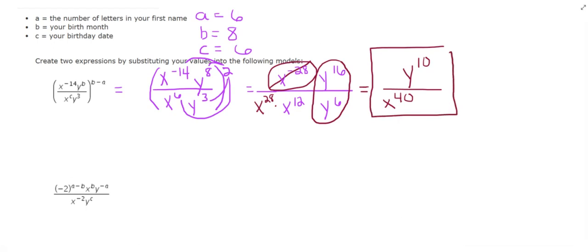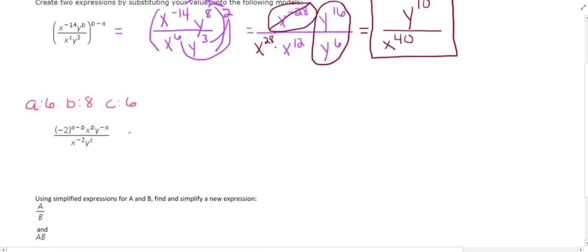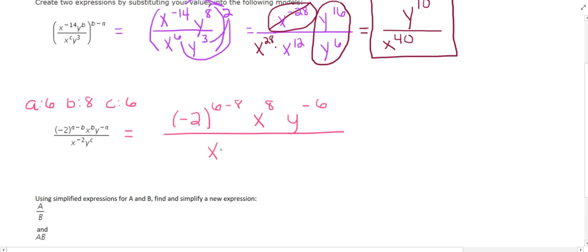Okay, let's move on to the second problem. So we're going to input our values again here in our second problem. So remember, you have a is 6, b is 8, and c is 6. Okay. So let's plug these in here. I've got a -2. I have a minus b, so it's going to be 6 minus 8. And then I have an x to the b, which is to the 8th. Then I have a y to the -a, so -6. Okay, then in the denominator, I have an x to the -2. And I have a y to the c, so a y to the +6.